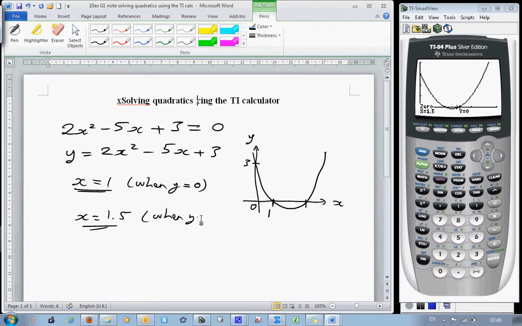Now, obviously my sketch is not brilliant, it's not to scale, but it's an idea, and it does show you where you've got those two solutions from. So that's it in a nutshell, using a TI calculator. Sometimes it'll be a nice clear picture that you get. Other times, like the one that we did, you might have to adjust your window just so that you get a better idea of what it looks like. Okay.